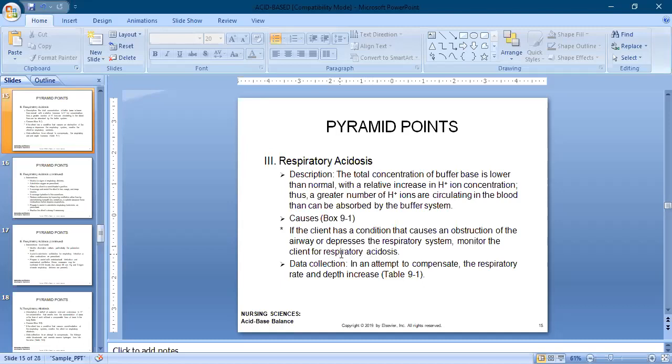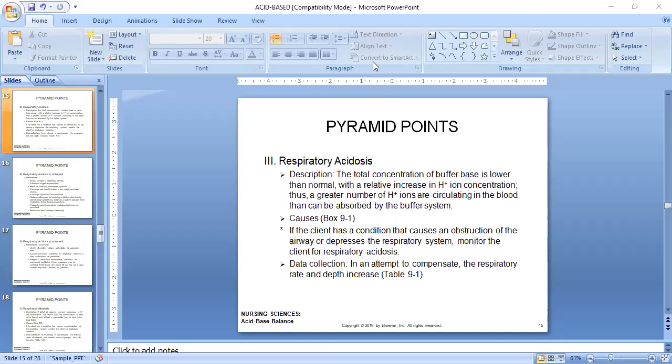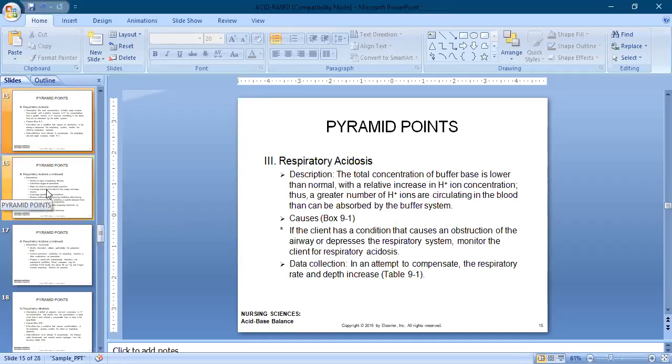Data collection is super important in an attempt to compensate the respiratory rate and depth increase. So when any imbalance occurs, our kidneys try to compensate, our lungs try to compensate as well, because the kidneys and lungs play a very important role to maintain the normal acid-base balance. So, respiratory acidosis here.